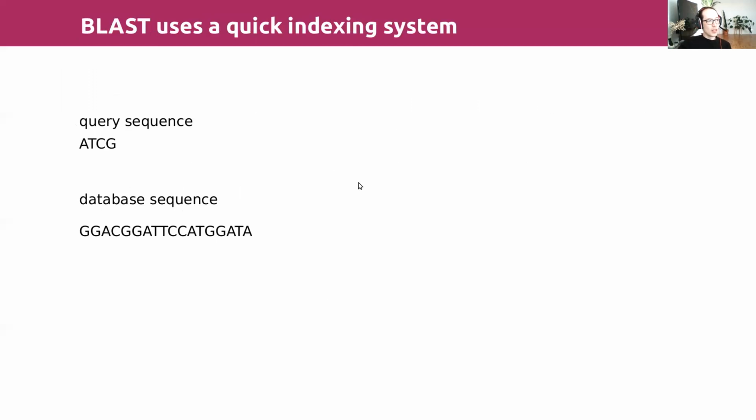So here is a quick example. We have a query sequence, TGCA here. And the first step would be to break the query sequence into 3-mers. So in this tiny example, we just have 2 possible 3-mers, TGC and GCA.